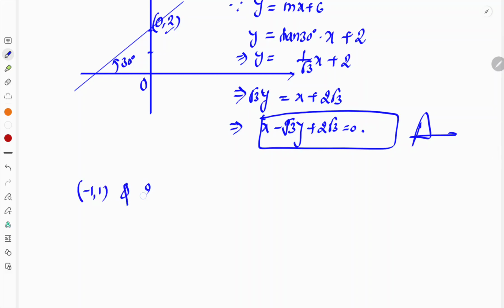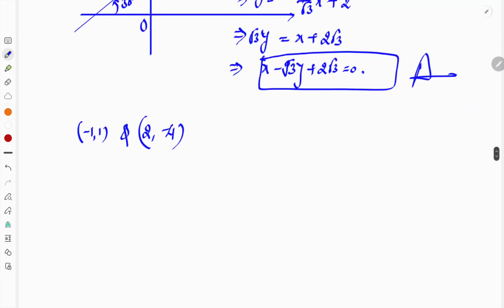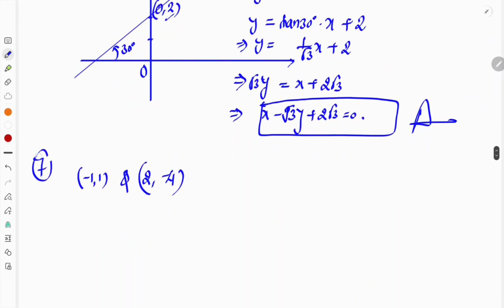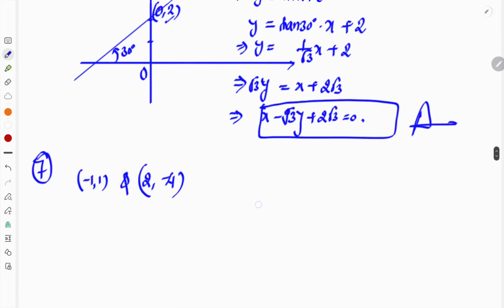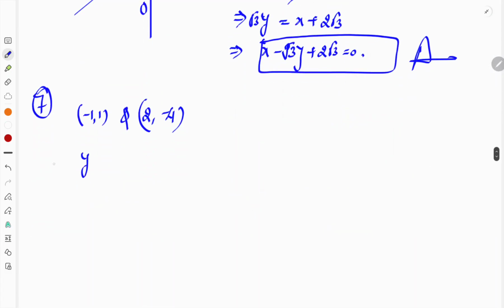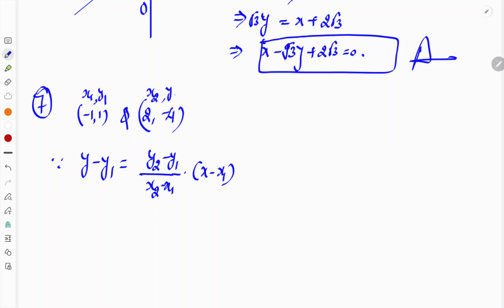Points (-1, 1) and (2, -4). For question number 7, what will you apply? You will say, sir, the equation of a line passing through 2 points is y minus y1 equals (y2 minus y1) divided by (x2 minus x1) times (x minus x1). This is x1, y1 and this is x2, y2.